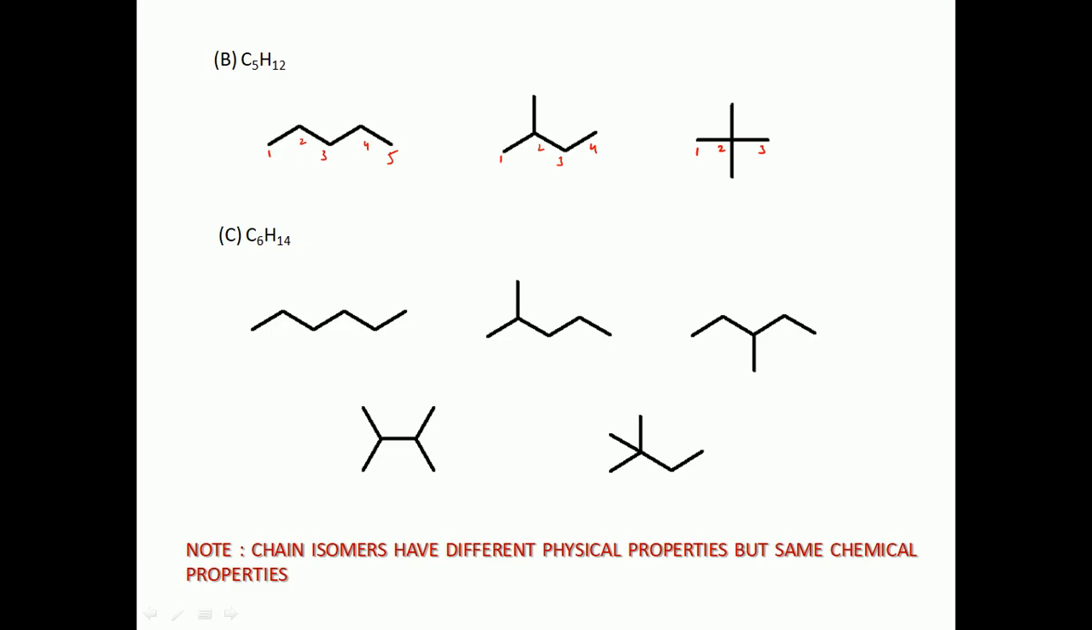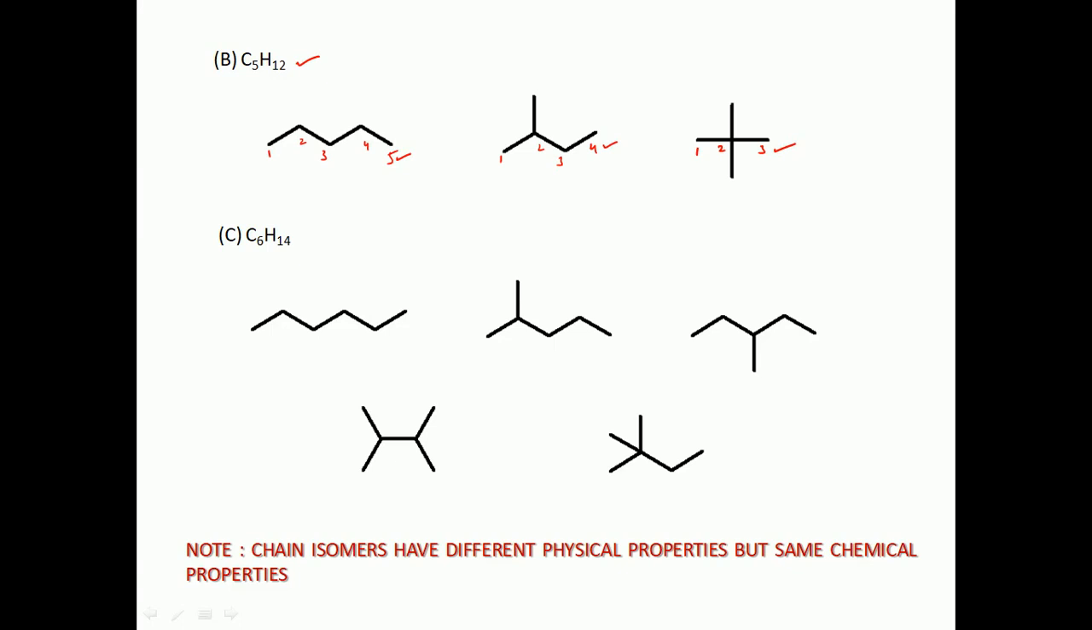So all these 3 structures are having the same molecular formula C5H12, but they differ in the number of carbon atoms in their parent chain. The first one is having 5 carbon atoms in the parent chain. Second one is having 4 carbon atoms in the parent chain, and third one is having only 3 carbon atoms in the parent chain.